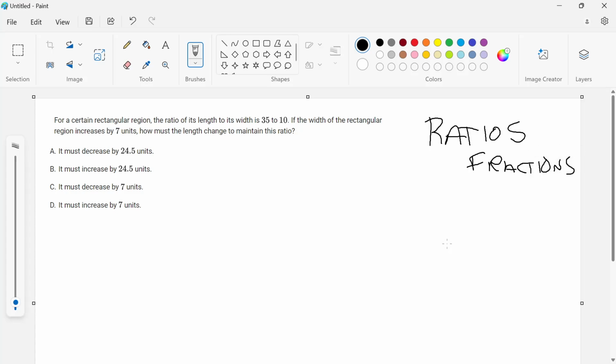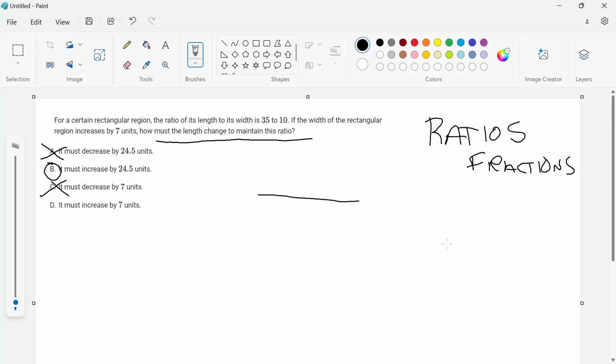It wants to know how must the length change? Well, to maintain the same ratio, if the width increases, the length is also going to have to increase. So A and C are out. And if the width increases by 7 and the ratio length is 35 and width is only 10, then the length is going to have to increase by more than 7. So the answer is B.